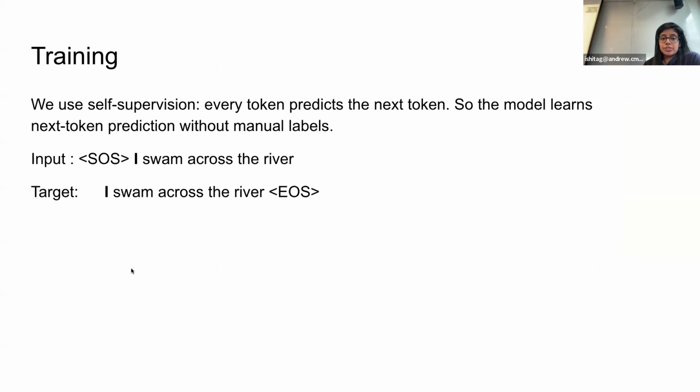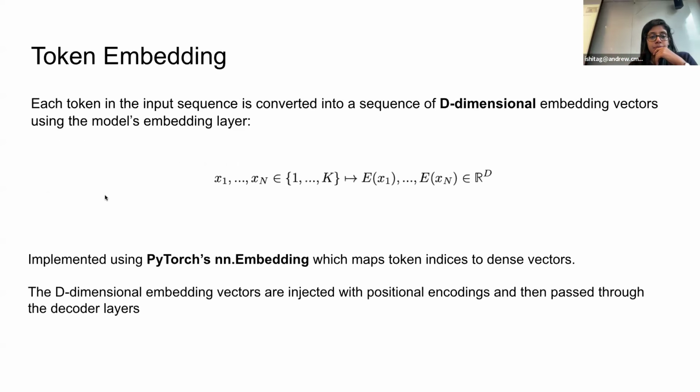We use self-supervision here. Every token predicts the next token, and so the model is able to learn the next tokens without manual labels. SOS, EOS, these will all be part of our vocabulary. Every token will predict the next token, so SOS will predict I, I will predict SWAM, and so on.